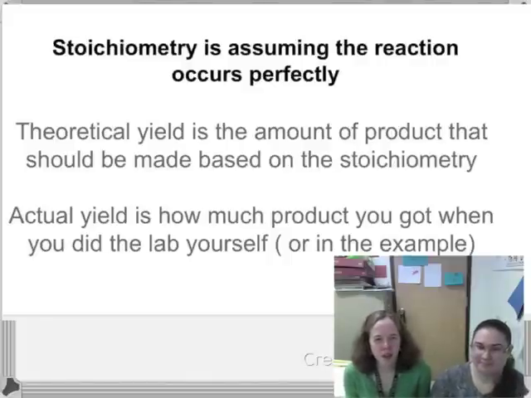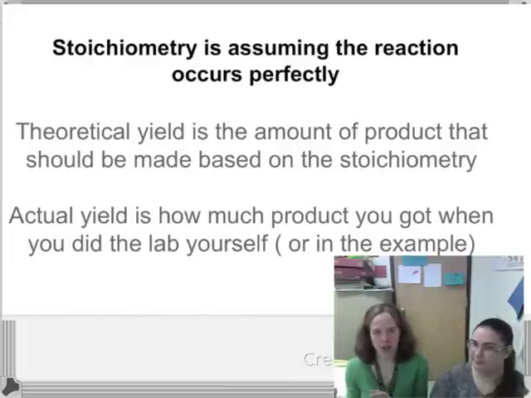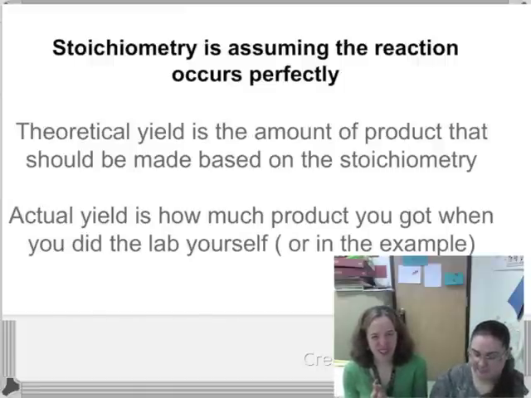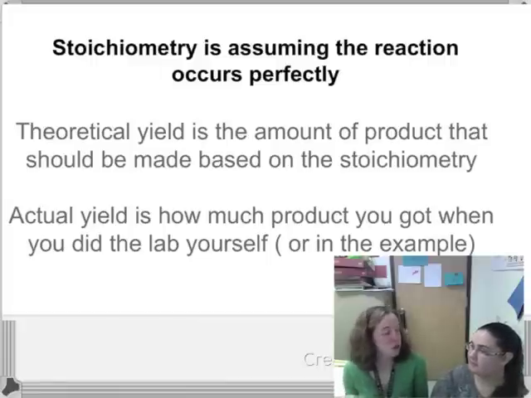Alright, so we've been working on stoichiometry for a little while now, and one thing that we've been assuming this whole time is that our reaction works perfectly, and that all of our reactants make products. What we're actually going to find out is that in real life, this isn't always the case. Usually your reaction will not make all of the products you think it will. And there's a lot of reasons for this.